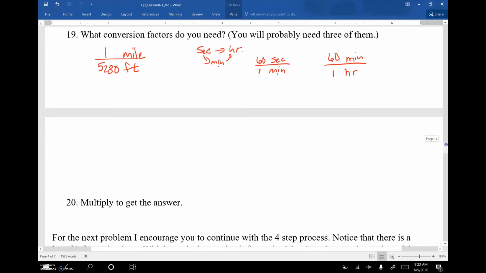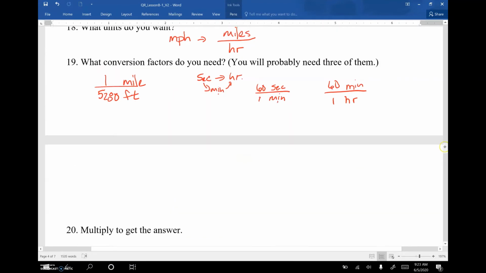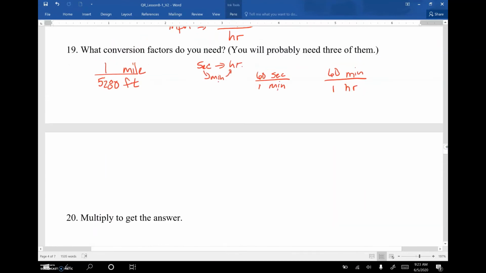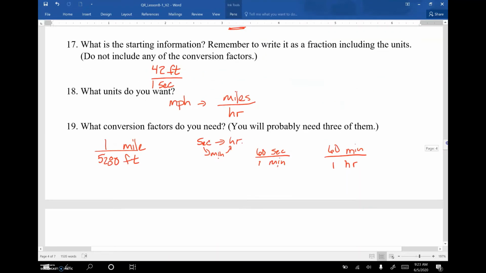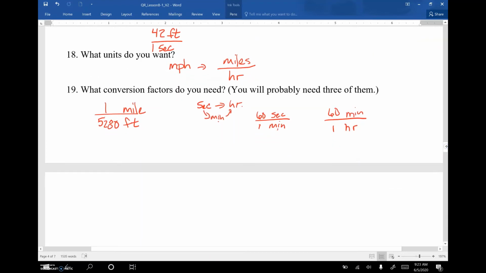So, okay, putting that all together, let's multiply to get the answer. I'm going to do it above it. You can do this in one big step. I've noticed that doing it in one big step, while it looks compact, tends to really confuse students if you're not getting it. And while you'll see a lot of videos that show this in one big step, I actually encourage you to do it in lots of smaller steps. So our starting information was 42 feet per second.